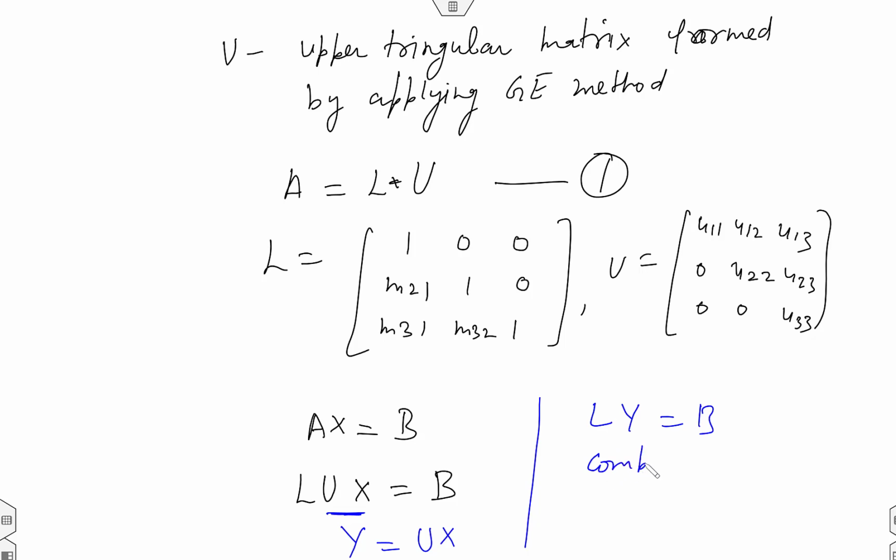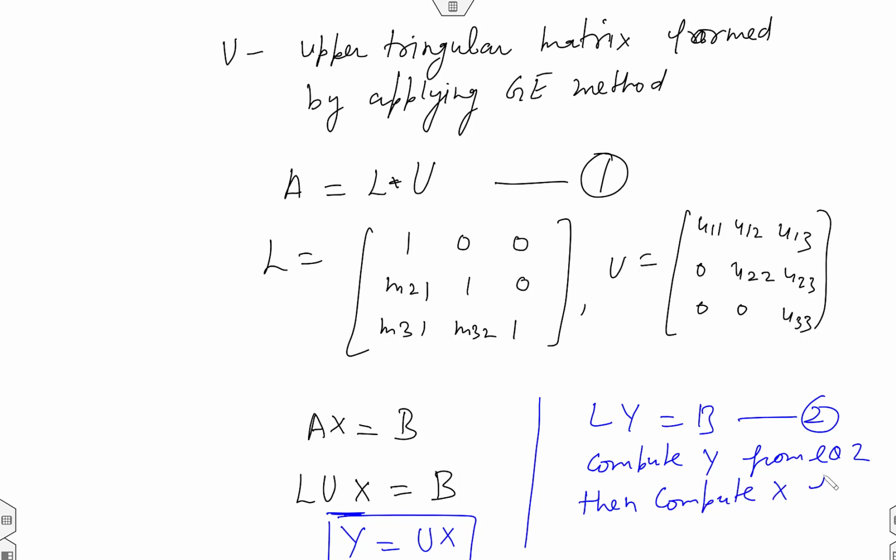Compute y from equation 2 and use this y to compute x from the relationship Ux equal to y. Compute y from equation 2 and then compute x from the relationship Ux equal to y. So this is your LU decomposition method. So let us start to apply.